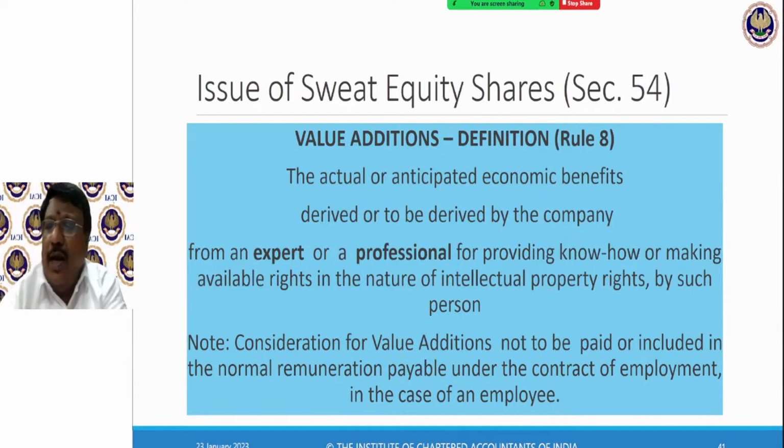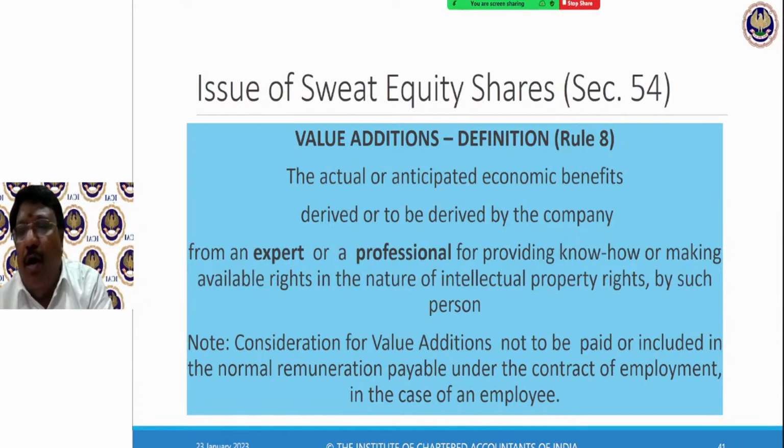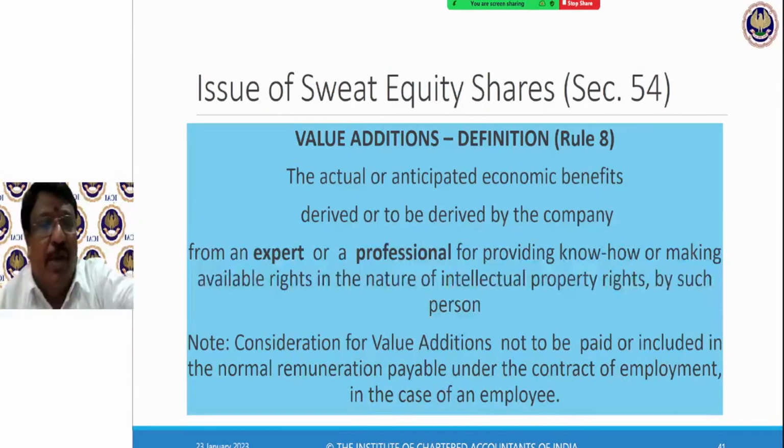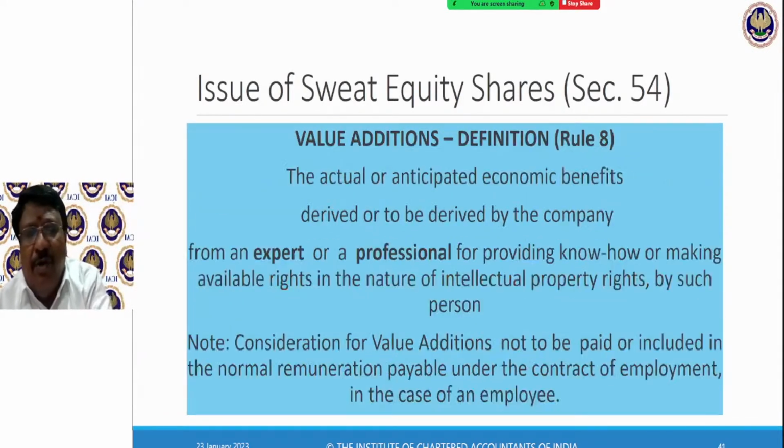Good. Now, the actual or anticipated economic benefits derived or to be derived by the company from an expert or a professional for providing know-how or making available rights in the nature of intellectual property rights. So what we'll do is we'll project the benefit into the future by exploiting the patent, by using the idea given by the employee, how much money we will save in the future, then discount it to today, and so on and so forth, and arrive at an amount. And then instead of giving him money, we give him shares. So this is sweat equity share.